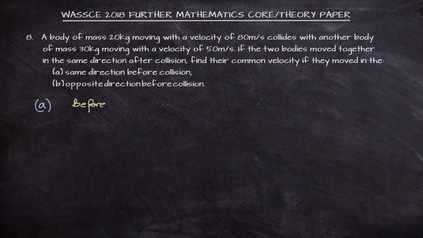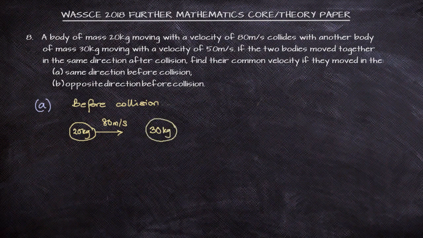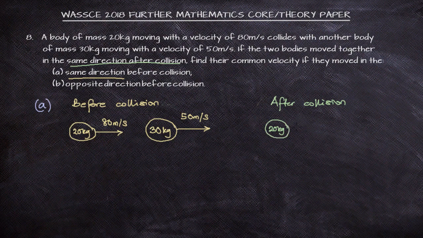Now, for the first part, when they are moving in the same direction before collision, so we have two scenarios. Before the collision, we have 20 kilograms moving with initial velocity of 80 meters per second, and then the 30 kilogram body moving with an initial velocity of 50 meters per second. Now, we are told they are moving in the same direction. So if we take our direction to be the positive x-axis, both of them will be pointing towards that positive x. Now, after collision, we are told that they move in the same direction after collision. So we can have the two bodies, the 20 kilogram body and the 30 kilogram body, and both of them will move with a common velocity, meaning the same velocity after collision.